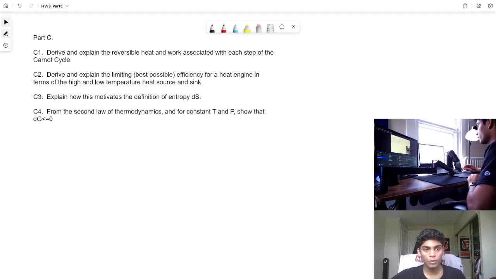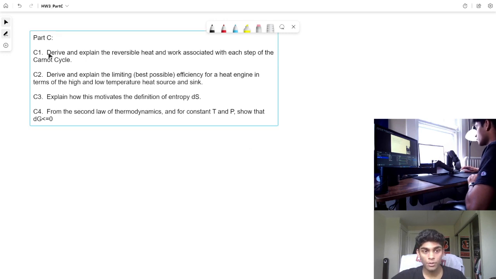So for this homework, we're going to work with something called the Carnot cycle, and we're going to first derive and explain the reversible heat and work associated with each step of the Carnot cycle. Then we are going to derive and explain the limiting, or the best possible, efficiency for a heat engine in terms of the high and low temperatures, heat source, and sink. We're going to explain how this motivates the definition of entropy.